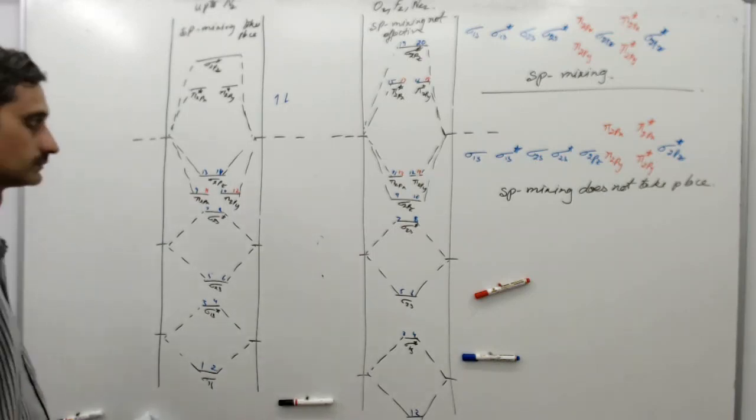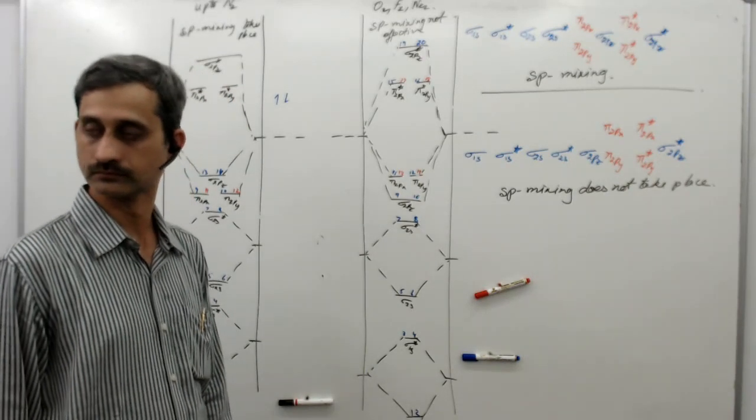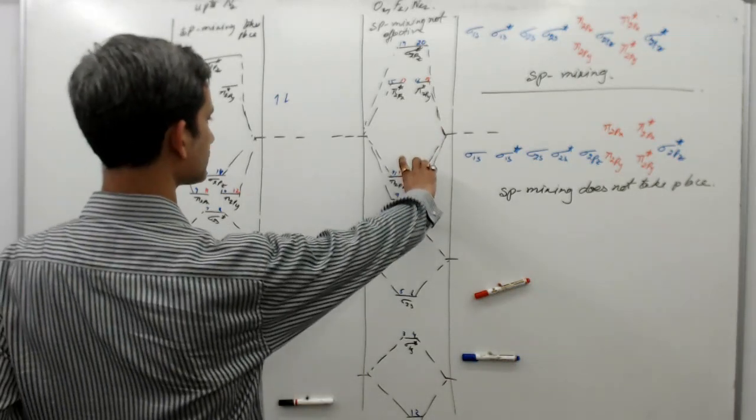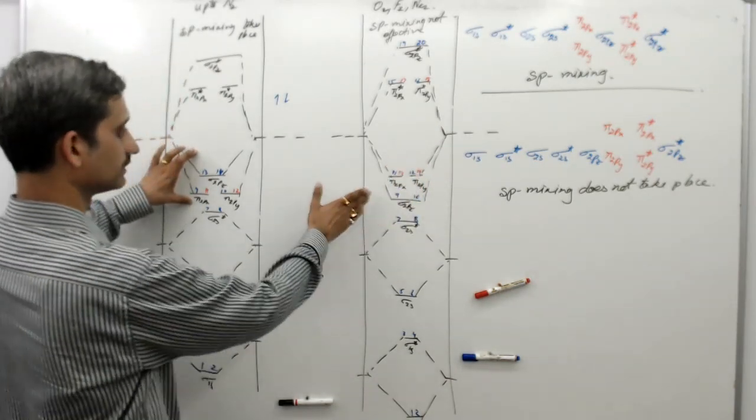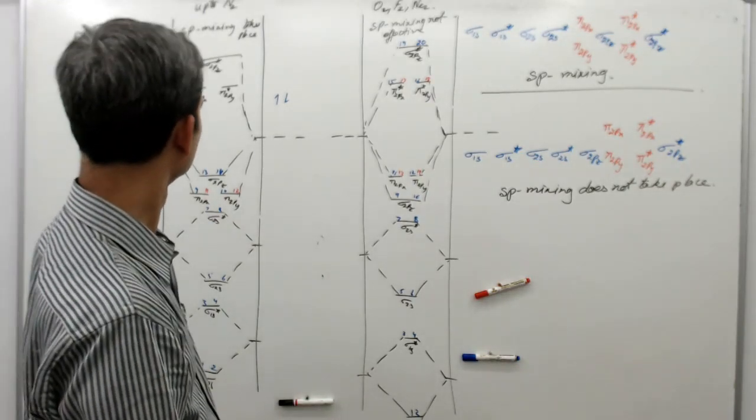So the first and second one, the only difference is that this sigma 2pz has shifted to the left. That is the only difference here. This is the part which is different. Other than that, everything else is the same. Yes, sir.